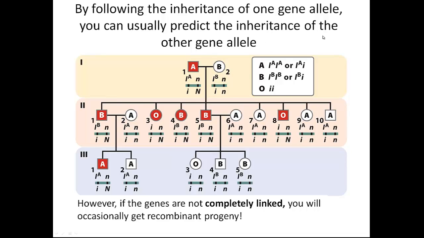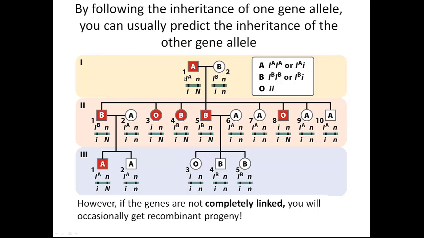These can join up in different configurations, and if you have 2 recessive alleles, you're going to be blood type O. If you have either 2 B alleles or a B and a little i, you're going to be blood type B. And if you have 2 A alleles or an A and an i allele, you're going to be blood type A. Incidentally, there's also blood type AB, and it just so happens that there are no individuals with that blood type on this pedigree.